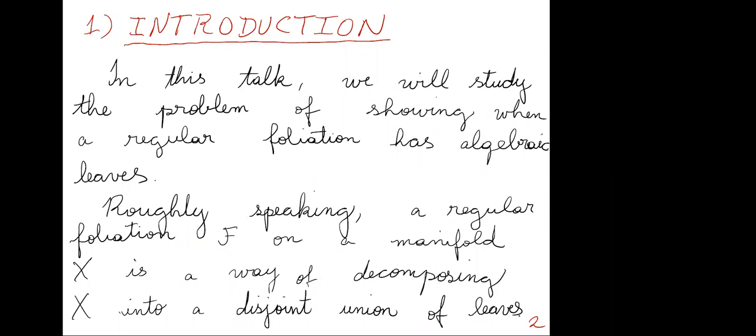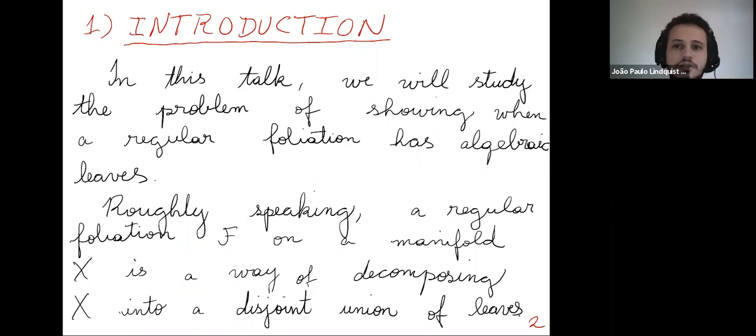So I start with an introduction on the main theme of this talk. In this talk, we will study the problem of showing when a regular foliation has algebraic leaves. So what is a foliation? We can start defining by the classical definition, which starts with a regular foliation. Then we can extend to singular foliations.